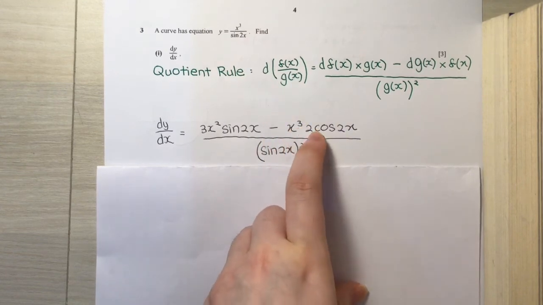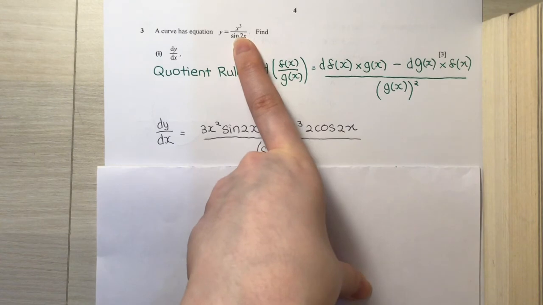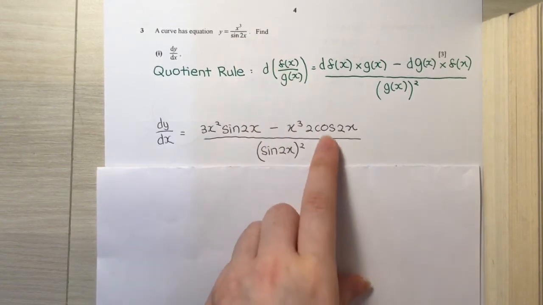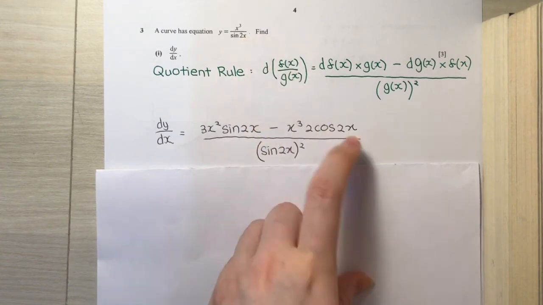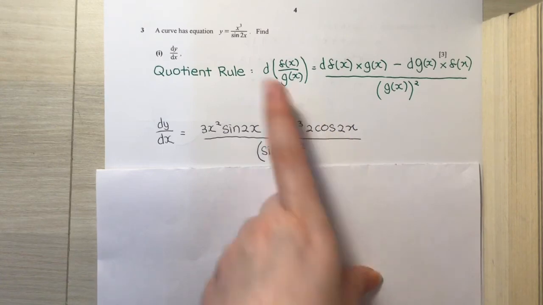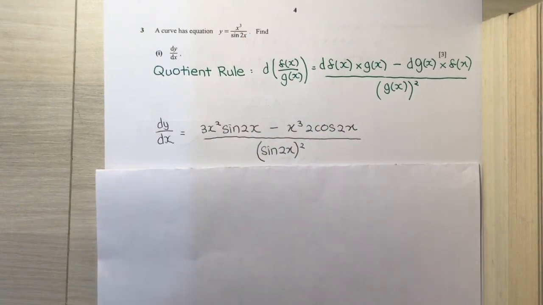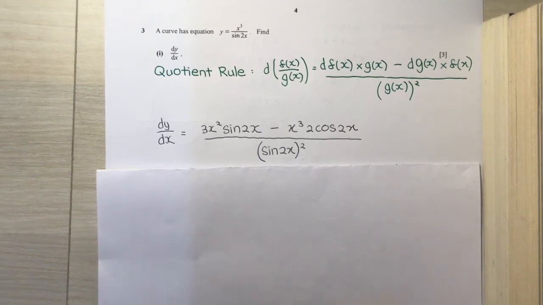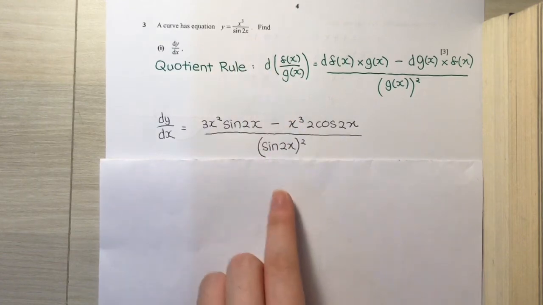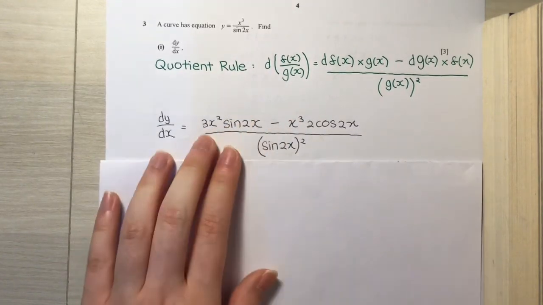You don't have to do anything. Then you have to multiply it with the differentiated version of sine 2x. And in this case, you change the sine to cos, keep whatever is inside the same, 2x, but you have to multiply by 2 again because there's a 2 inside here. You just have to multiply it by 2, because that's the way you differentiate the trigonometry function. And after that, all you have to do is to square the entire thing at the bottom.